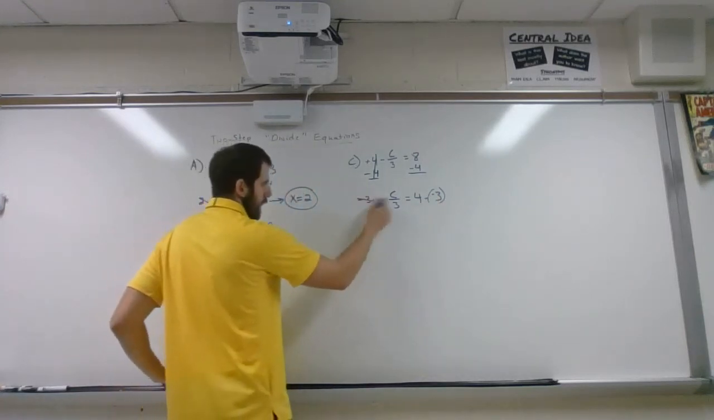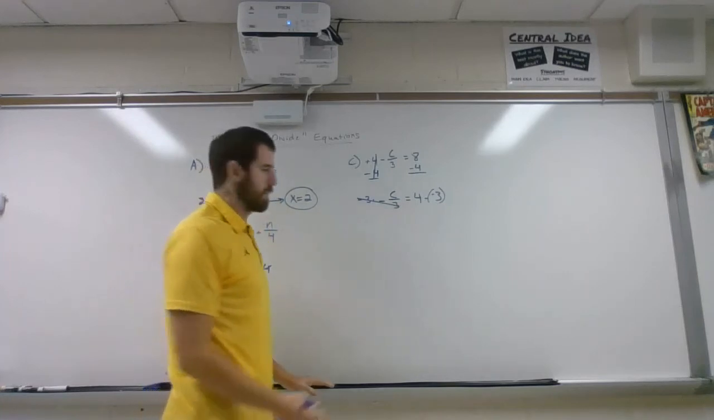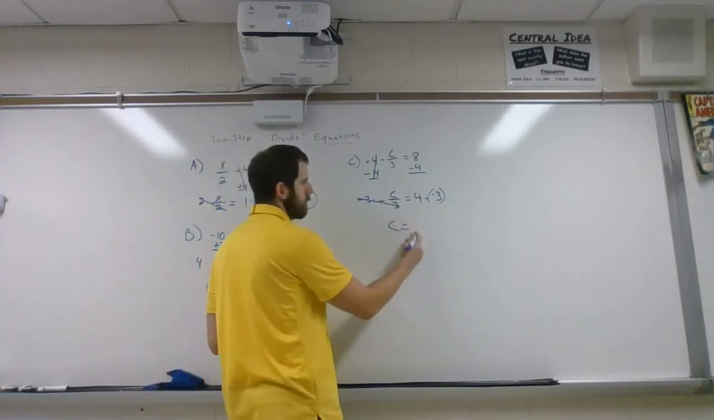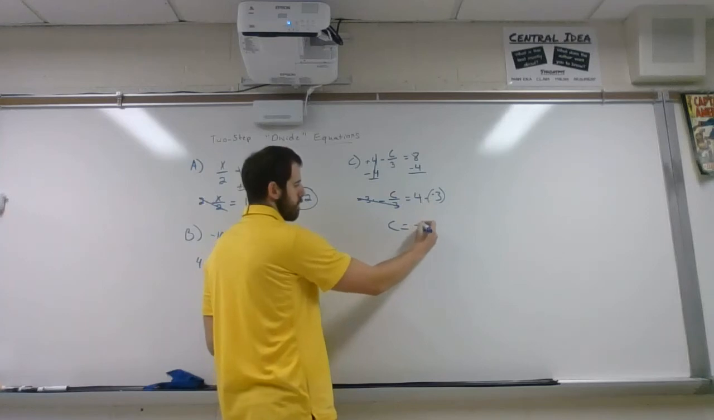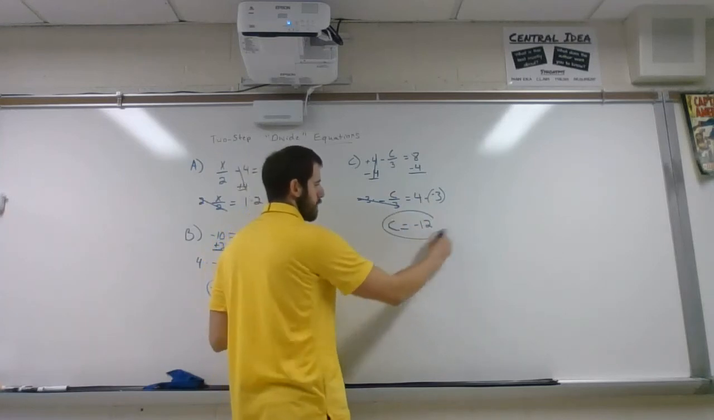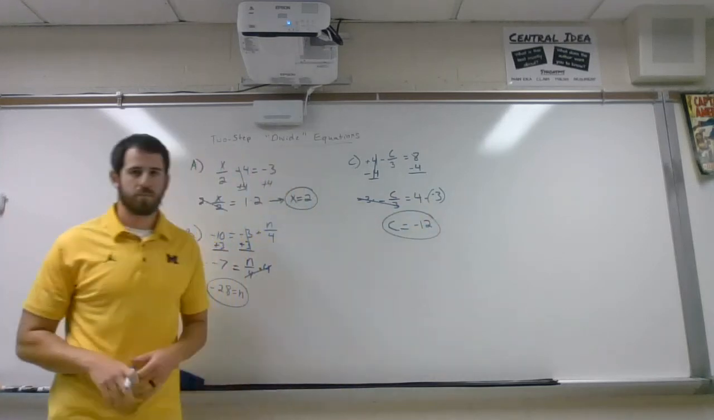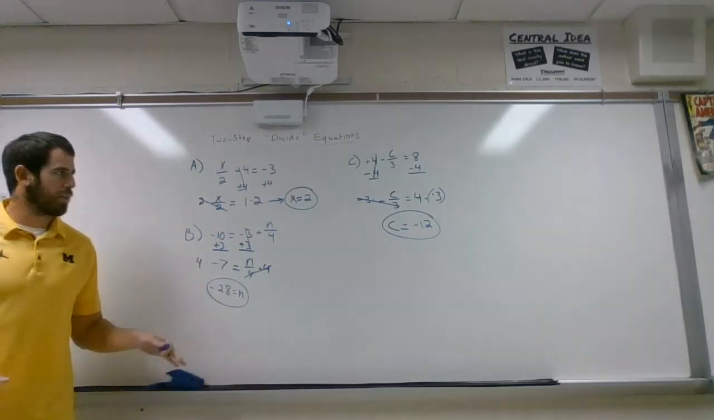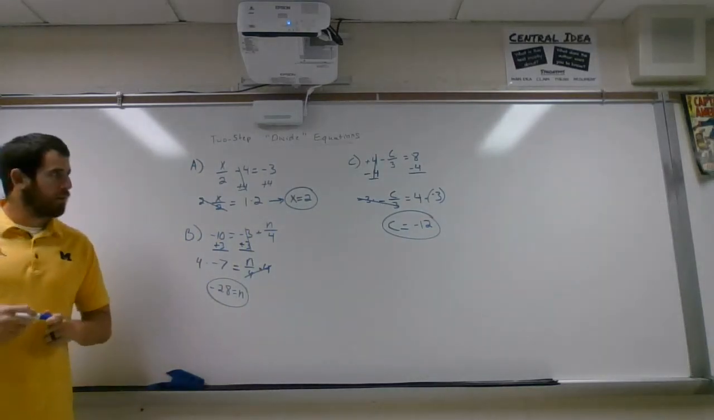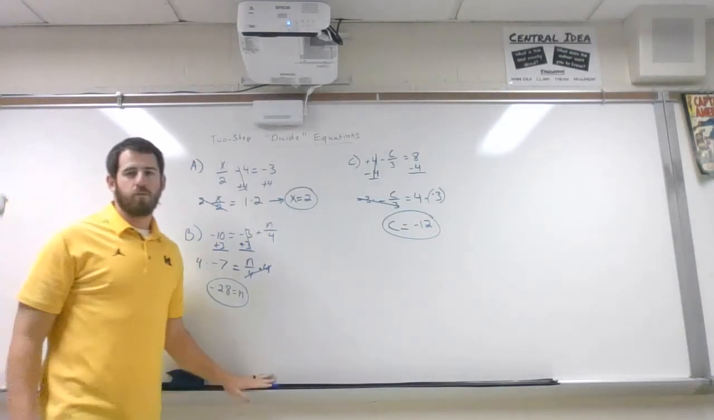The negatives and the 3s will cancel, just like we need them to. So I get c equals, positive times a negative will give me a negative, and 4 times 3 gives me negative 12. Again, pause if you need to get everything. Otherwise, that is it for this one.